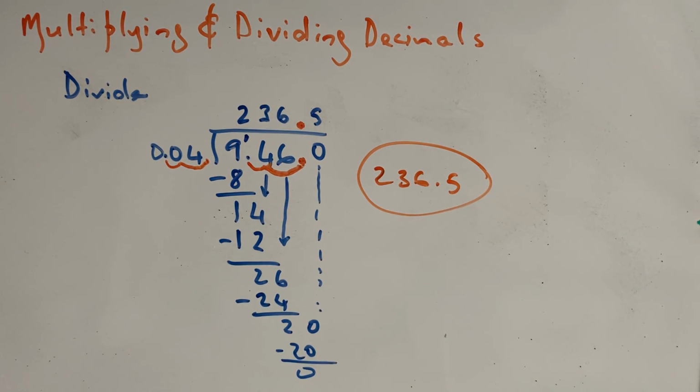This is how you multiply and divide decimal numbers. Easy to do, but just take your time and respect the principles, the rules that I just gave you.